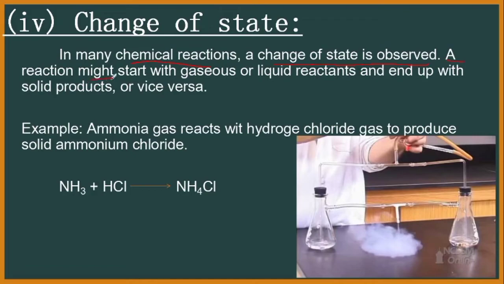A reaction might start with gaseous or liquid reactants and end up with solid products or vice versa. For example, see, in this picture we can observe that from one conical flask we are producing ammonia gas, and in another conical flask we are producing hydrogen chloride gas. When these two gases are passed toward each other and combine together, they form a white solid matter, that is ammonium chloride, which is in the form of solid.